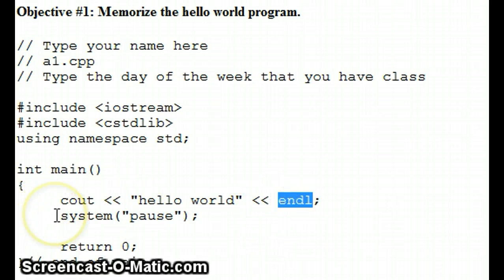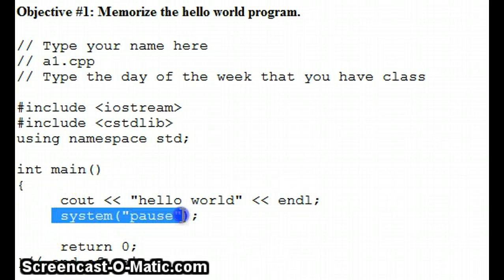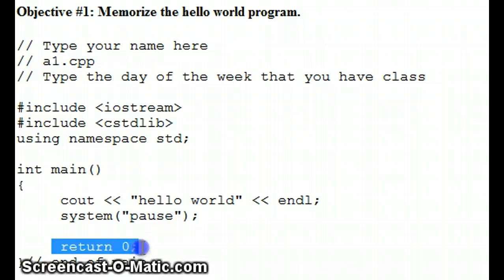For grading purposes in this course, I need the line of code system pause to always be typed just before the last line of code, which is also necessary in every program that we write this semester. A return 0, which means that the program ended normally with no errors.